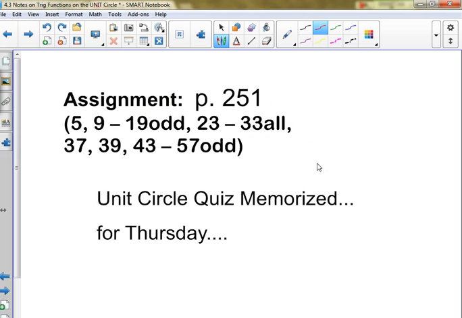Work on page 251 tonight. We have some time to practice this again tomorrow.